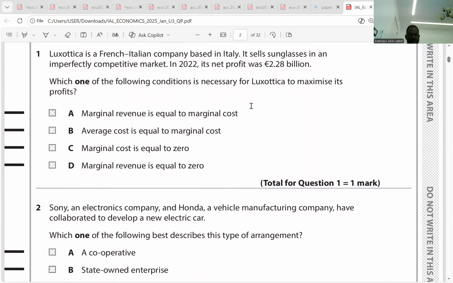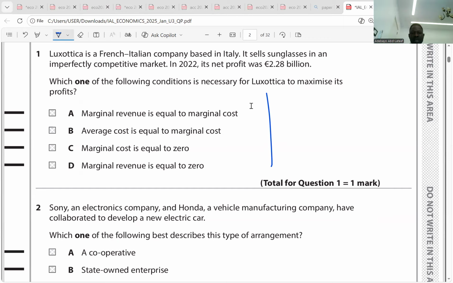Marginal revenue equal to marginal cost. Well, it's an imperfect market. In an imperfect market, firms maximize their profit at the position where marginal revenue equals marginal cost. At that point, they will have supernormal profit, and that can also be drawn as a graph. So the answer to question 1 is A.